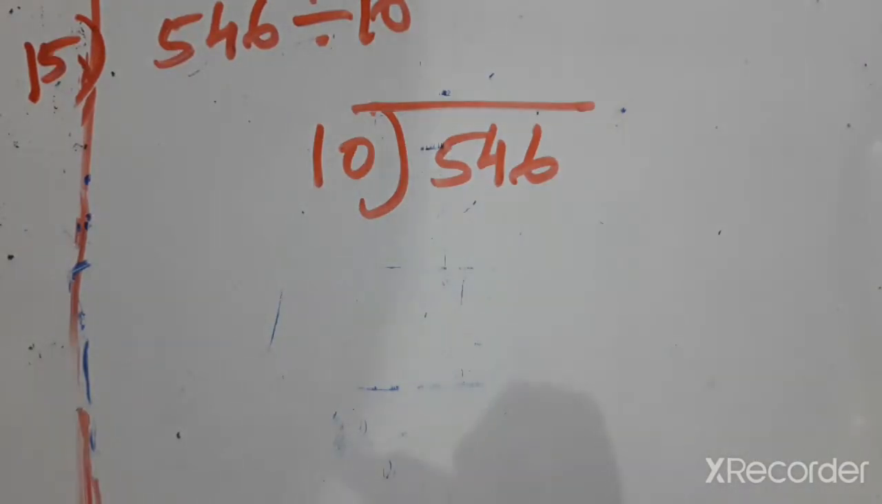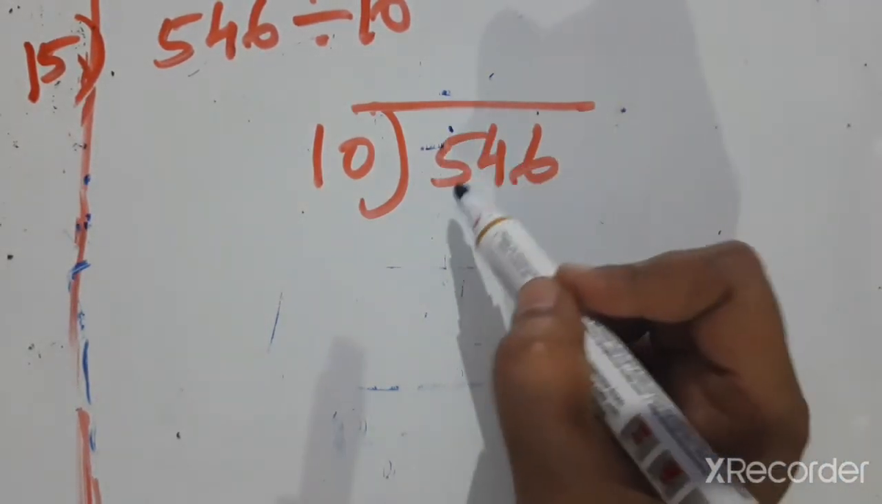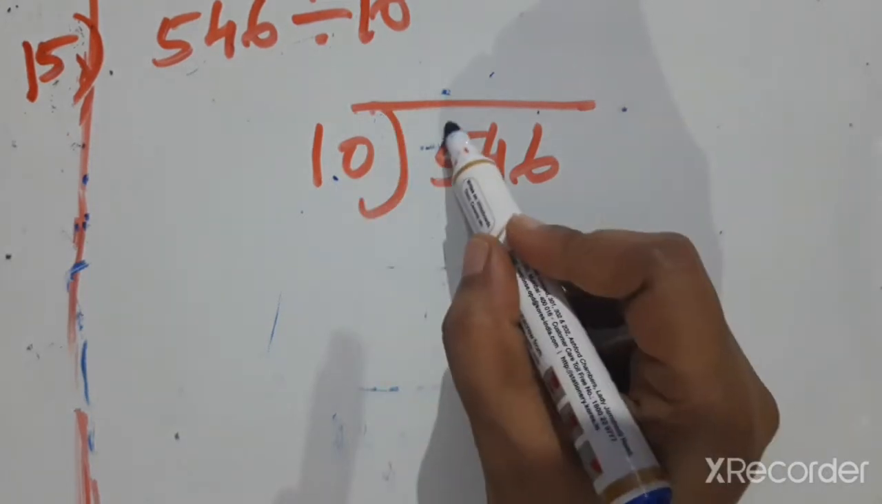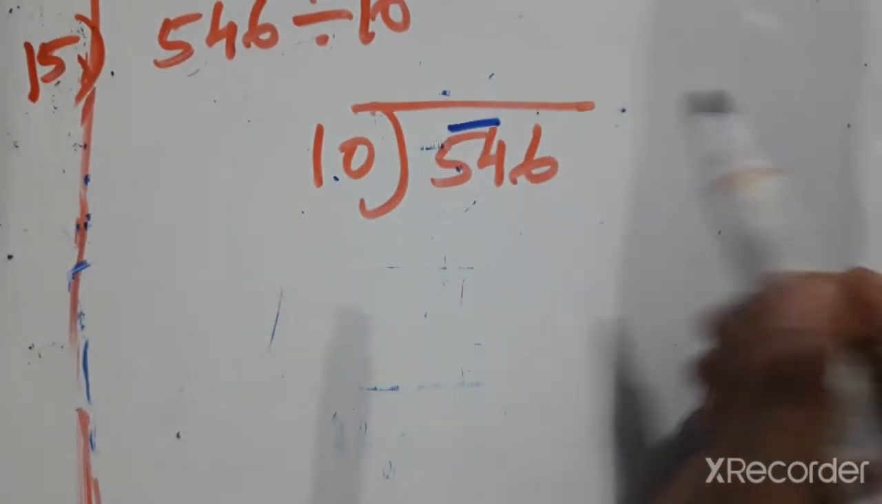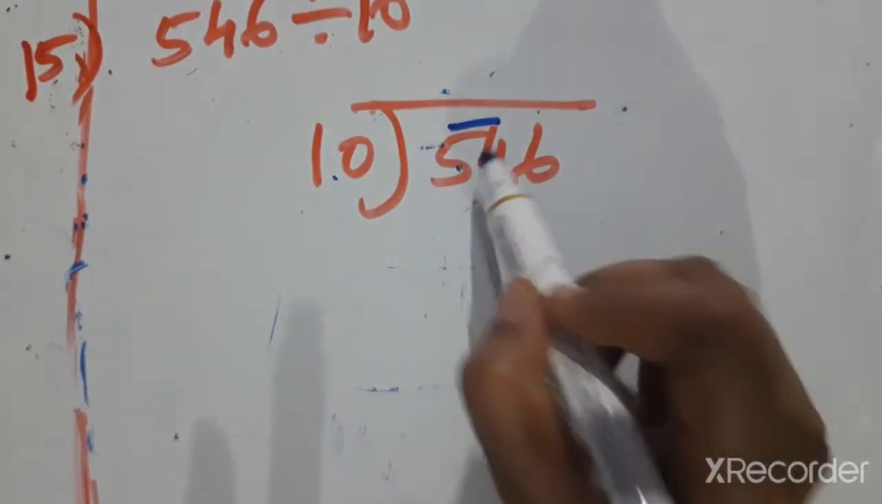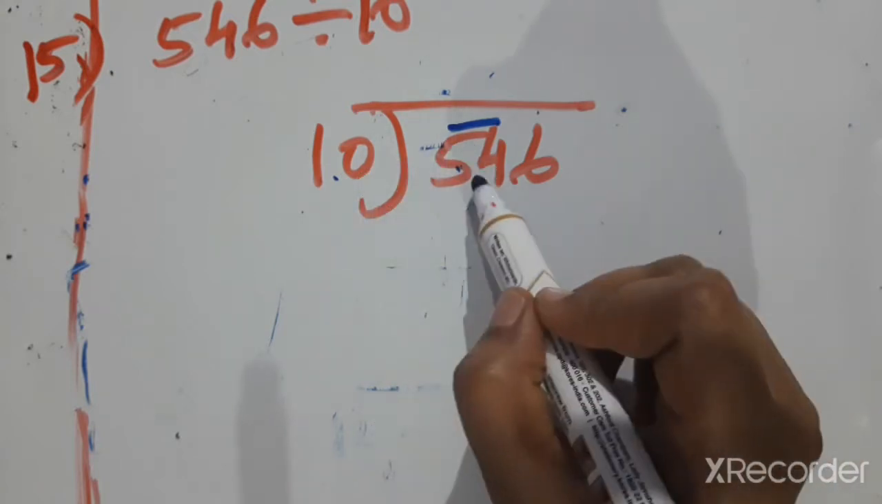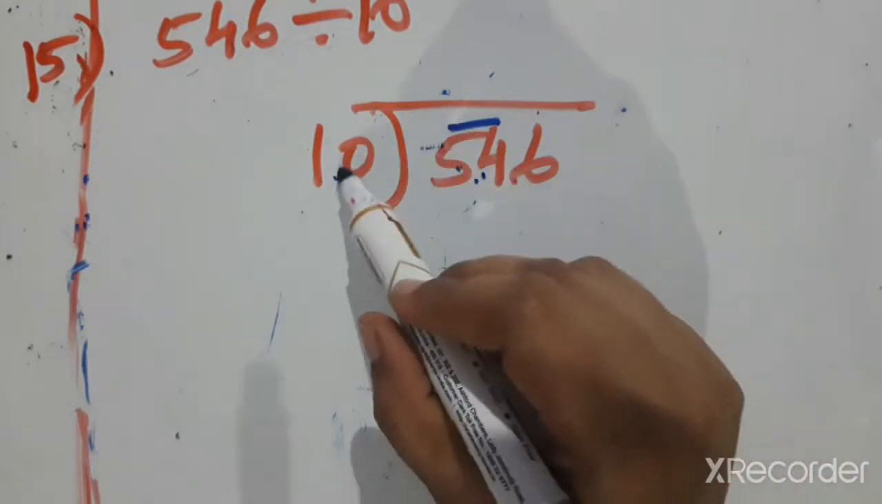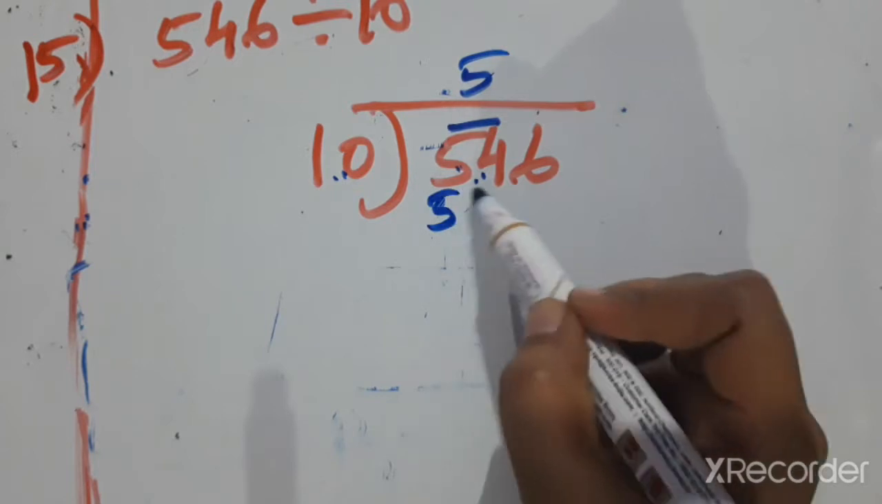Next question, 15th one, 546 divided by 10. So whether we can consider 5? No, because 5 is less than this number. So you have to take 2 digits, 2 numbers. 54. How much of 10 is nearer to 54? 10 6s are 60. 60 is greater than this. So 10 5s are 50. That is the nearer one.